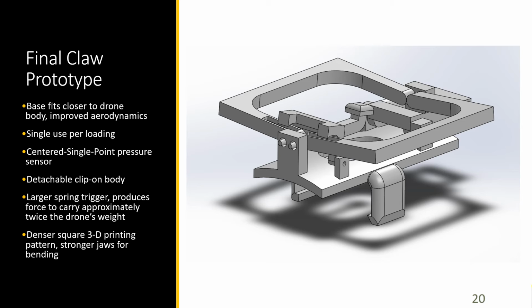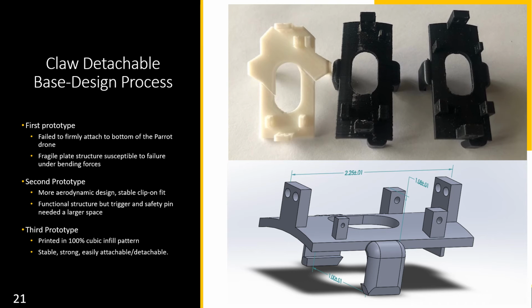Also, we have a single point pressure sensor that has one foot on each of the claws instead of just one. We have a denser 3D printed pattern, and the trigger mechanism, where the torsion spring is going to be located, is twice the size it was before. As you can see in the claw components in this slide, we have the three different designs that we were progressively working on.